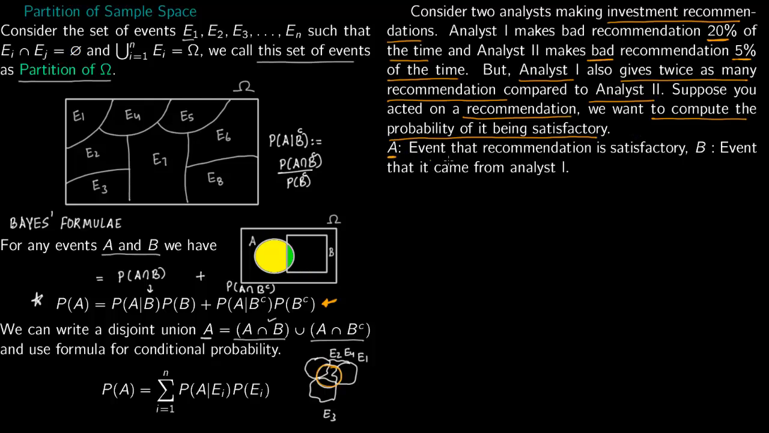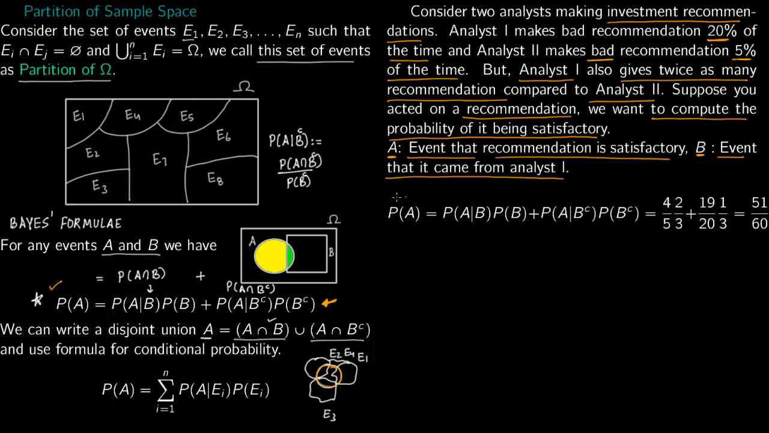So you put A as the event that the recommendation is satisfactory, and B is the event that it came from analyst 1. So again we will use Bayes formula right here. Copy this here. So probability of A given B times probability of B, plus probability of A given B complement times probability of B complement.